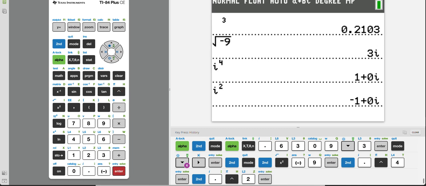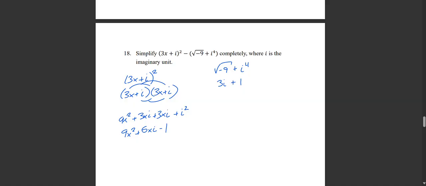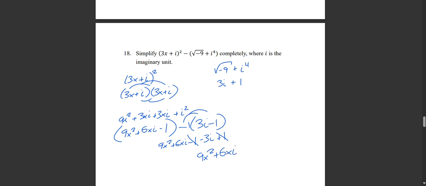Okay. So this is what we got. We got this guy minus this guy. We have to distribute a negative, so it's going to be 9x squared plus 6xi minus 1 minus 3i plus 1. These cancel, and this is the best we can do because there's no more like terms to combine. That's the best we can do. That's our final answer.